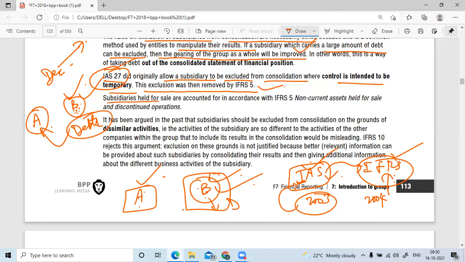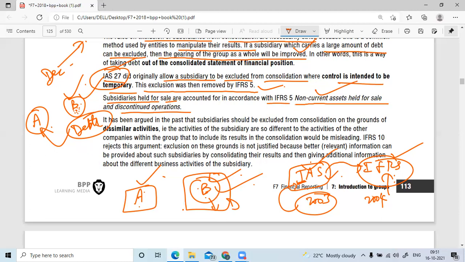Subsidiaries held for sale. Now I am coming to the picture. Whatever subsidiaries the parent wants to sell and get rid of because the subsidiary is debt ridden are accounted for in accordance with IFRS 5, non-current assets held for sale and discontinued operations. So first you should keep that subsidiary in this category, and only then you can sell it off. Understood? You cannot directly sell it as you want. The rules are strict now.